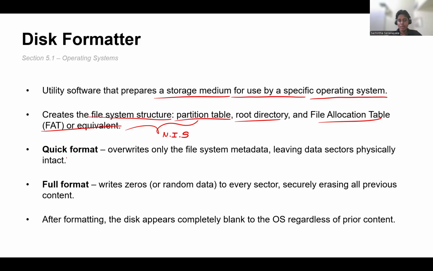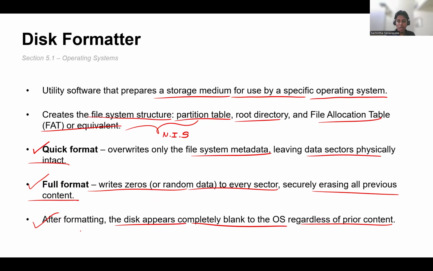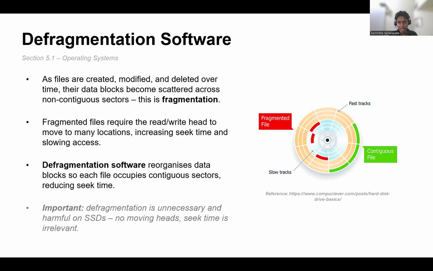There are two different kinds of format that we work on. There's a quick format, which just overwrites the file system metadata, which means that the actual data sectors in that disk are left intact. So that's quick formatting. And then we have full formatting, where you write zeros or random data across every sector, which securely erases all of the previous content. Once a disk formatter is used, after formatting, the disk appears completely blank to the operating system, regardless of the prior content. So that's the end goal of disk formatting, to completely clear the drive, either through quick formatting or full formatting, so that it appears blank to the operating system, which is then what you can do to write data to that drive and work with that drive afterwards.